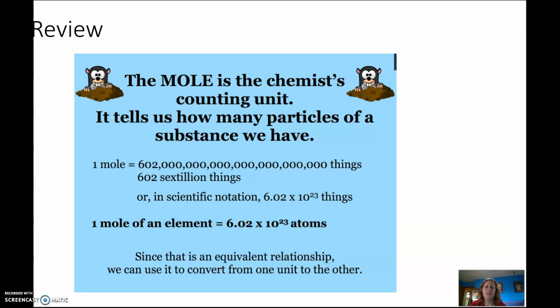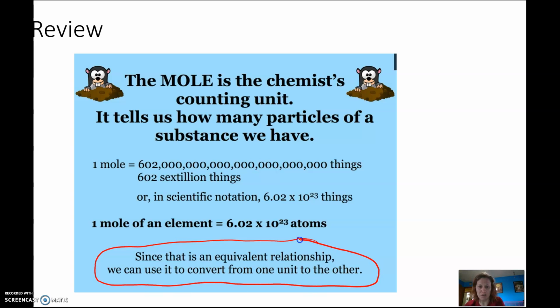The mole is the counting unit the chemists use. It tells us the number of particles in a substance. It's that big, huge number. Probably the most important thing to this is this right here. It is an equivalent relationship, and we can use it to convert from one to the other. That's the conversion bit of this. Now, this is a big, huge number, 6.02 times 10 to the 23rd.